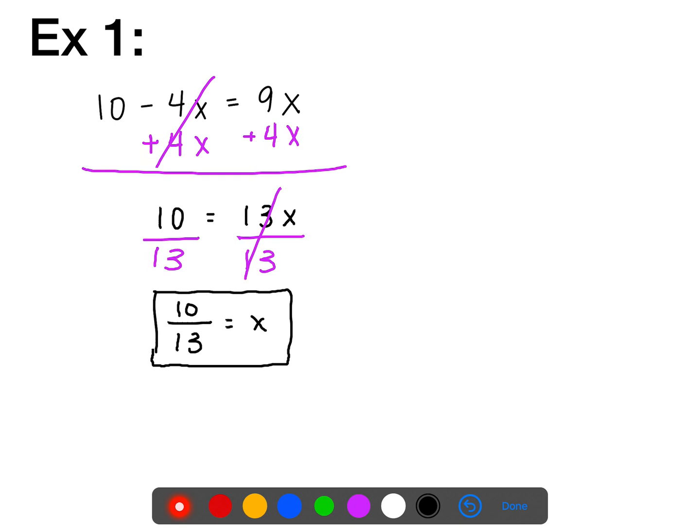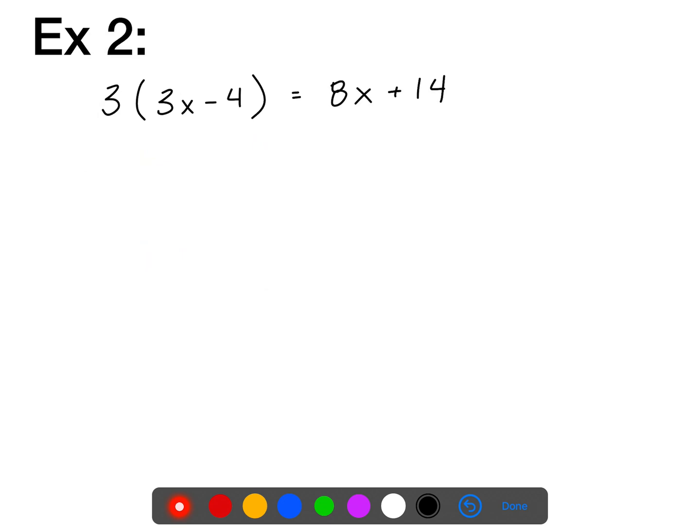So now let's look at a little bit trickier one. 3 times the quantity of 3x minus 4 equals 8x plus 14. So right off the bat, I notice I have to distribute here. So when I distribute, I get 9x minus 12, because I was multiplying those, equals 8x plus 14. And now I'm looking, I don't have any like terms over here. So there's nothing I can combine. So I'm ready to move my variables.